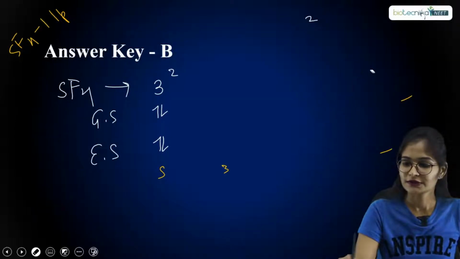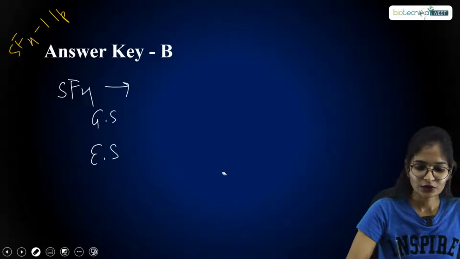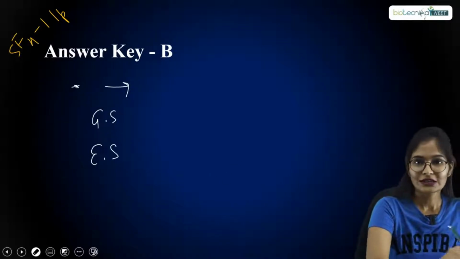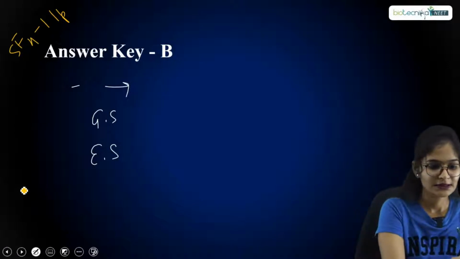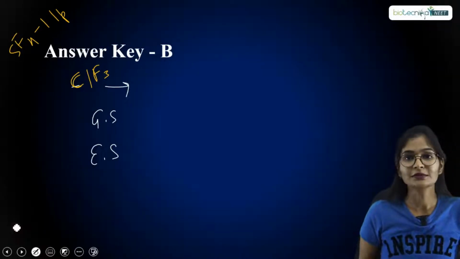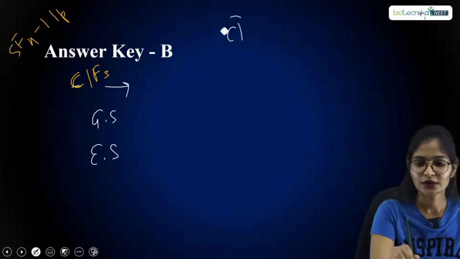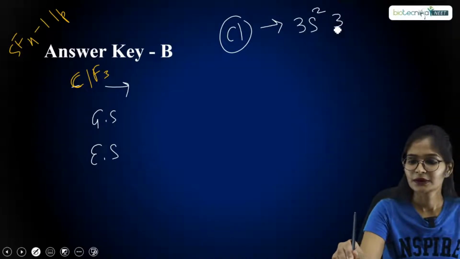So with respect to ClF3, let us consider first. With respect to ClF3, you are going to consider its valence electronic configuration, and apart from that its excited state. In ClF3, what is your central atom? It is chlorine.